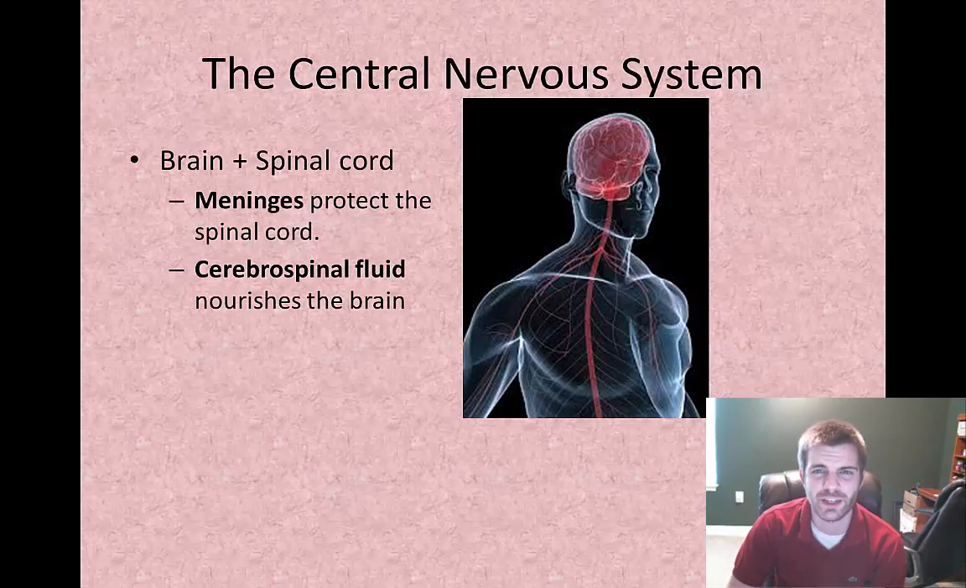Then the central nervous system, like I said, which we're going to go into more depth in the next video, is basically just the brain and spinal cord. And so two vocabulary words that go along with this are the meninges and the cerebrospinal fluid. The meninges protect your spinal cord, whereas the cerebrospinal fluid actually nourishes your brain.